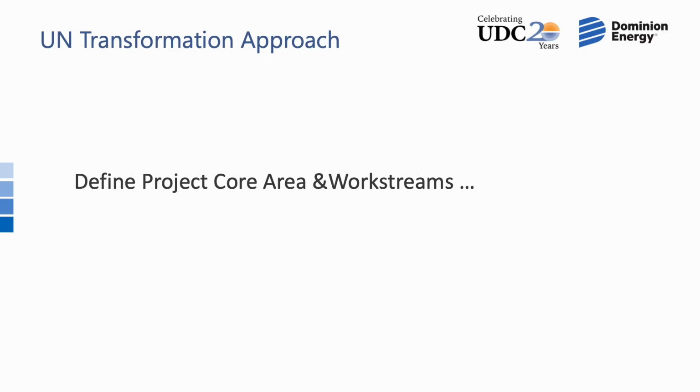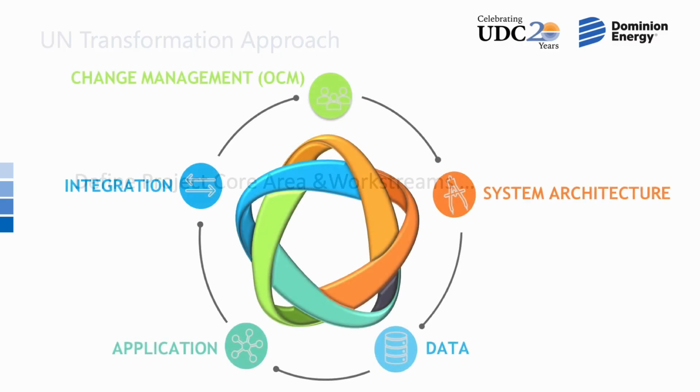So what are the core areas we looked at? Work system architecture, as Sunil outlined. We looked at the data, which is the data from the geometric network over to UN. We looked at all the applications that would be affected. We looked at all the integration points and change management, OCM, which is the people. We can't overlook the stress that it puts on the staff because you're adding this extra work. So we have to be very accommodating to them.